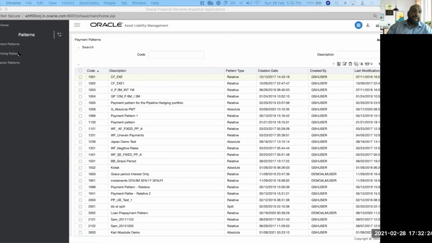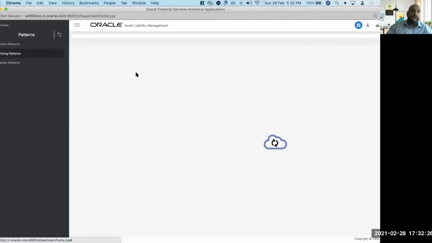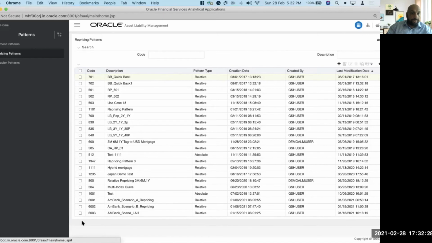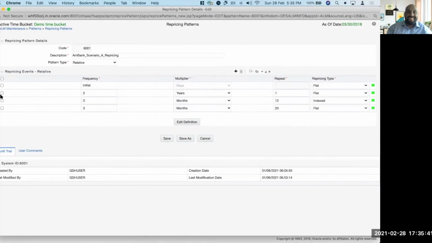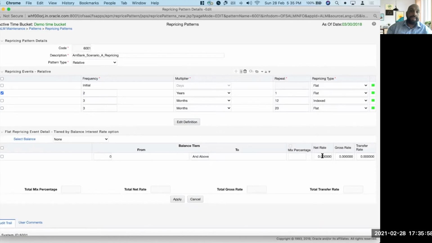So let's look at that by clicking on repricing patterns. And in this case, let's take a quick look at the scenario A repricing, which had a complication. So let's take a look at how we can resolve the complication around the scenario A repricing. For the first 2 years, you want to set up 0 interest rate, and you can do that here by setting it up as 2 years. And then when you look at the definition, I set up that there is no interest rate charge, no net rate, no gross rate, no transfer rate.